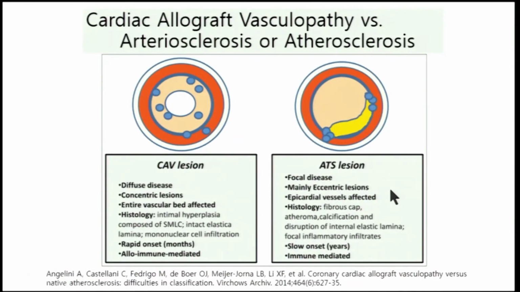And then the next part is allograft vasculopathy. Allograft vasculopathy is very famous for chronic rejection and the chronically failing heart. Cardiac CAV lesion is a diffuse, concentric lesion, but the atherosclerotic lesion is usually an eccentric, focal disease. And also, it's important that the location of allograft vasculopathy is within the myocardium, in intramyocardial vessels, but atherosclerosis is almost always limited to subepicardial vasculature.